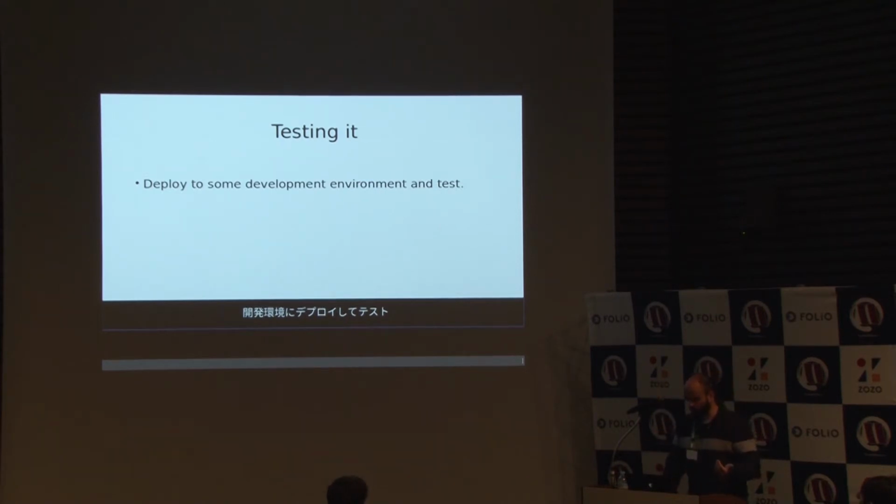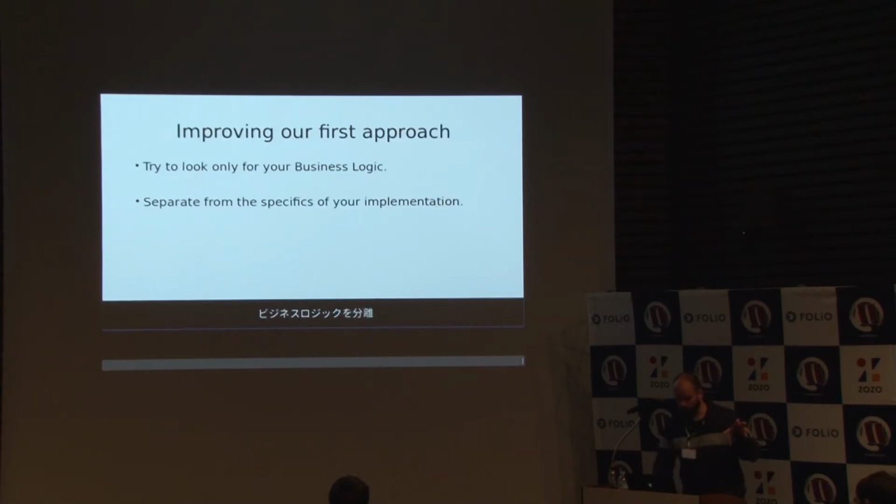So first, what we have to do is refactor the code. In order to do that, we have to try and look for our business logic, what we really want to do, and separate that, take it apart from the specifics of our implementation, which is basically Spark. We don't care about the Spark. We care about what we want to do with those statuses and, yeah, basically analyze the sentiment and so on.